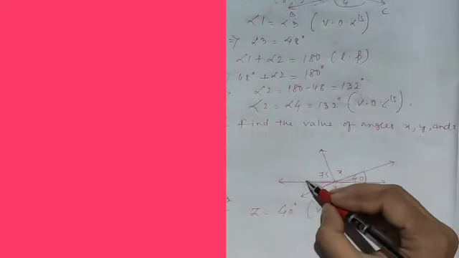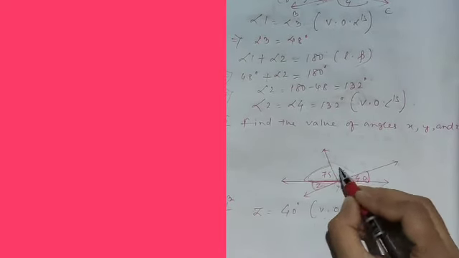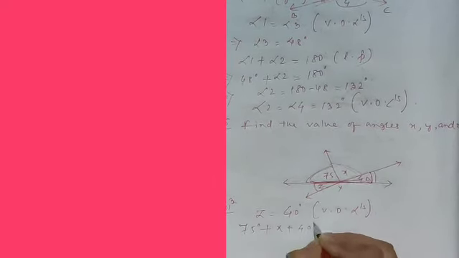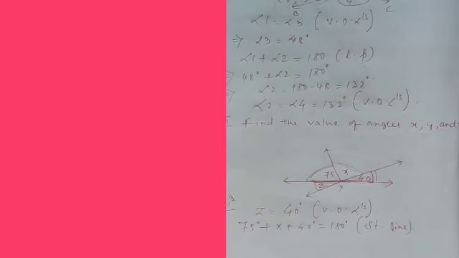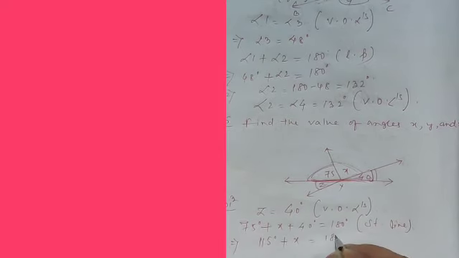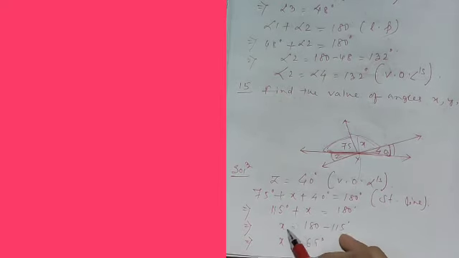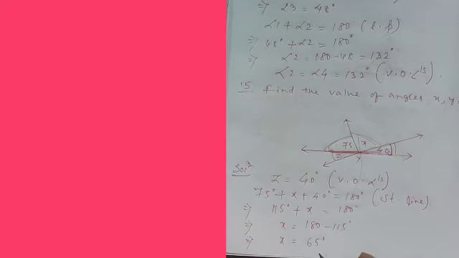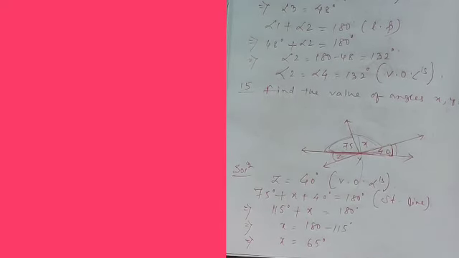Done. Now we can see 75, X and 40 degree. These three are making up this line, that is 180 degree. So 75 degree plus X plus 40 degree is equal to 180 degree, straight line. So 75 plus 40 is 115 degree, plus X is equal to 180 degree. X we will keep here, and 115 degree will be moving to the right hand side. Then 180 minus 115 we are getting 65 degree. So Z we got, X we got. Now we need to know Y, right?